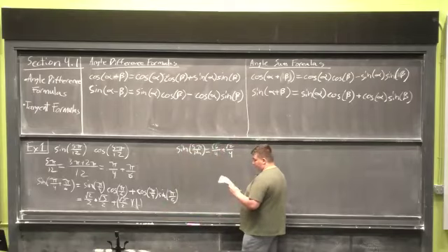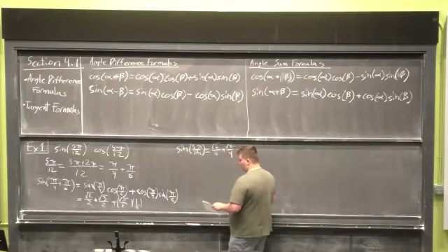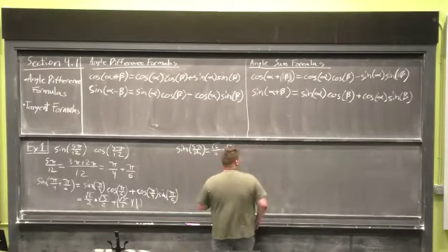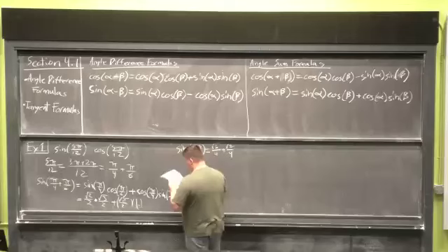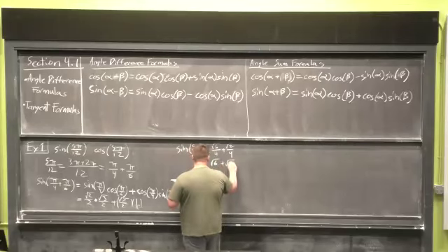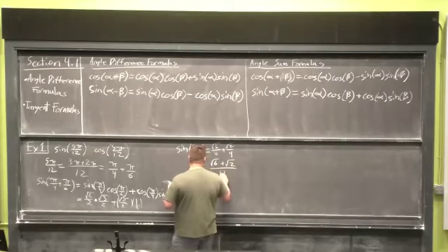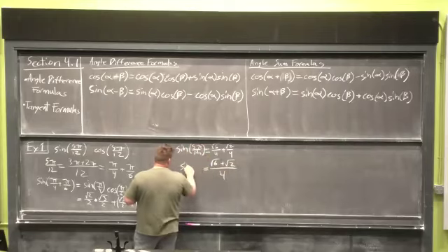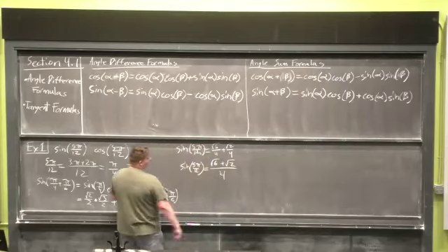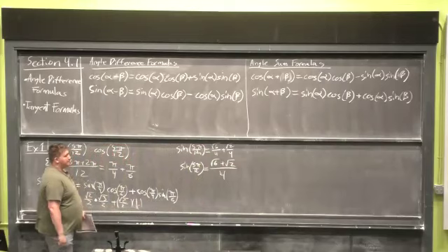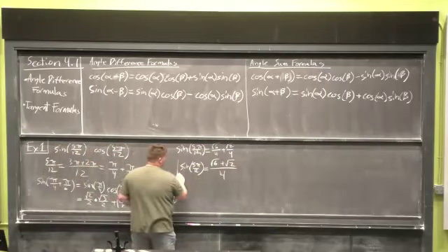Let's put those together. And we have square root 6 plus square root 2 all over 4. This equals sine of 5 pi over 12. That's our answer. That's our answer for sine.